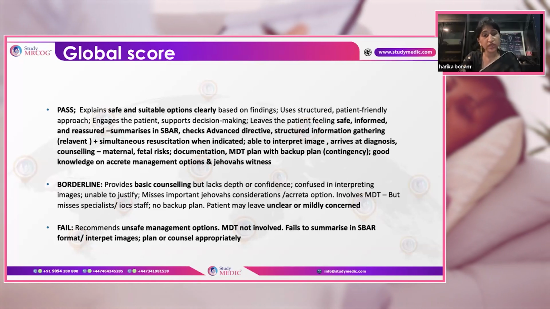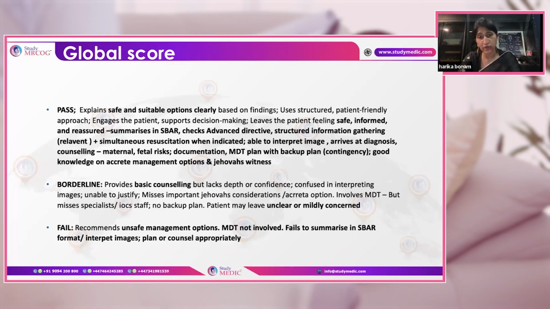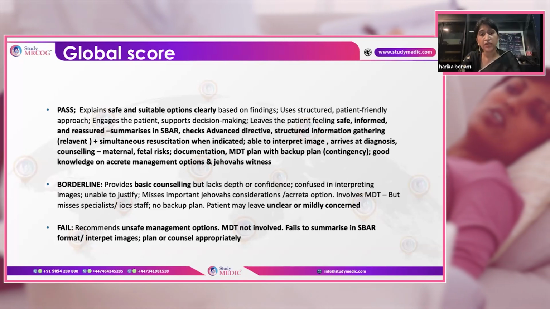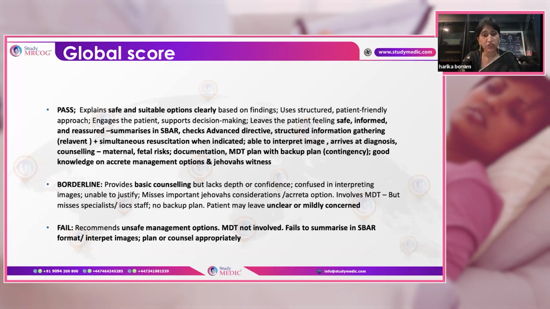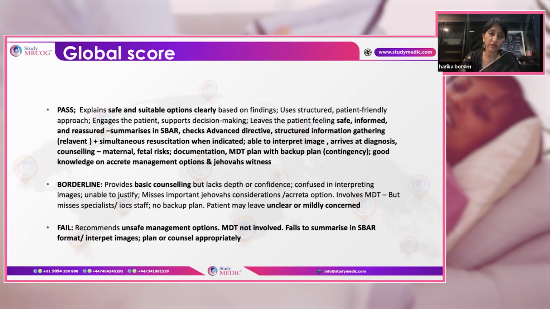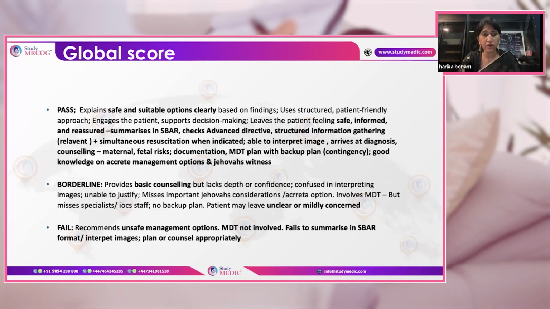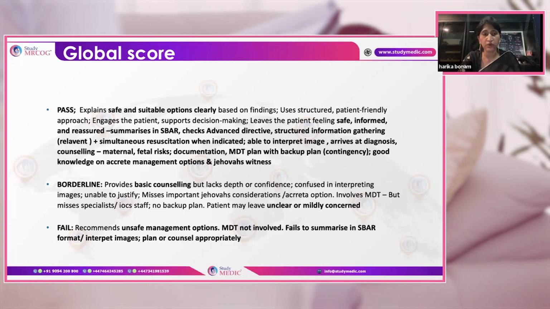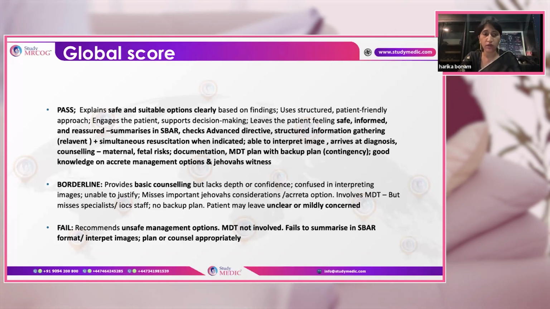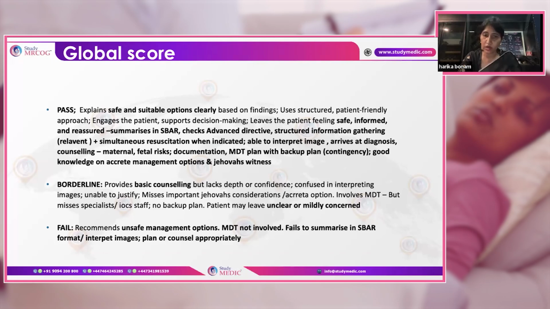Now, borderline, we usually give if you provide basic counseling, I mean that you talk a little about the backup plan, a little about the accreta options, but you don't know completely. Jehovah's Witness considerations also, you talk a little, but you don't know. You talk about a few maternal risks, don't talk about most of them. You take necessary history, I mean only half of the history, only a few points you take, a few important points you miss. You don't use the words simultaneous resuscitation. All these things, we give the borderline mark.